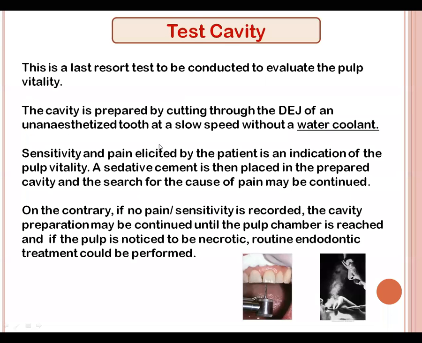Test cavity is used in the cases where pulp vitality testing has not given you a result, and the anesthetic testing has not given you a result. In this case, you will start drilling a hole inside the tooth, without any coolant. Now, this has to be done at high speed. High speed means air rotor speeds, and you are not supposed to use any coolant.